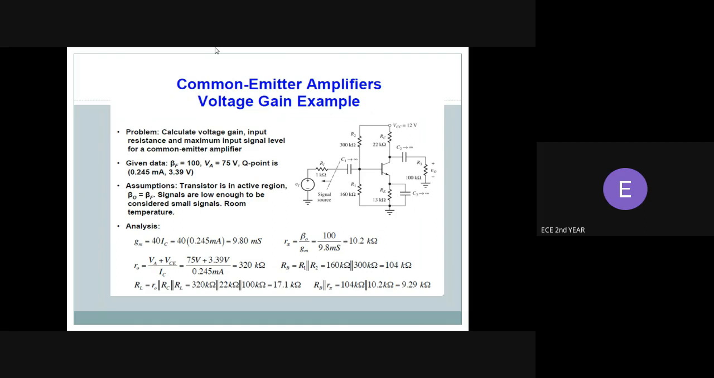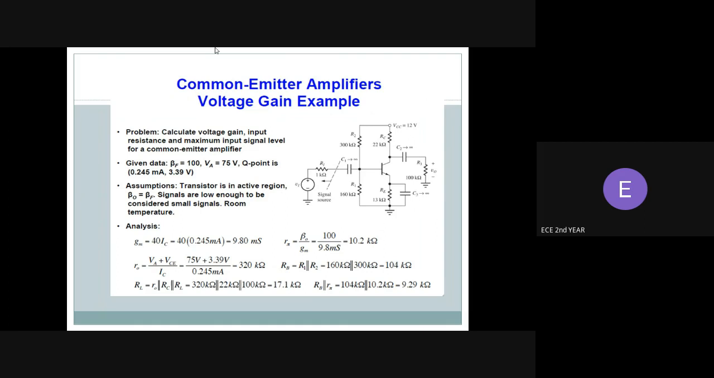First I want to calculate the transconductance. Gm is equal to 40 times IC, where IC is 0.245 milliamps, which is equal to 9.80 millisiemens. Next, I should calculate the input resistance. r pi is equal to beta by gm, and 100 by 9.8 millisiemens is equal to 10.2 kilo ohms. So this is the input resistance looking into the base of the transistor.